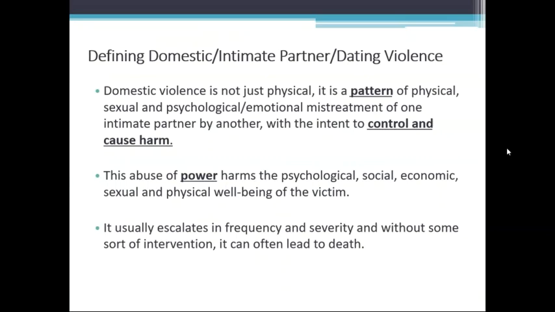So getting into domestic violence, intimate partner violence, dating violence, I wanted to include all of those versions of the language because it can vary by state, but it can also represent separate definitions of the protections for each of those types of relationships. So domestic violence is not just physical, it's a pattern of physical, sexual, and psychological and emotional mistreatment of one intimate partner by another with the intent to control and cause harm.